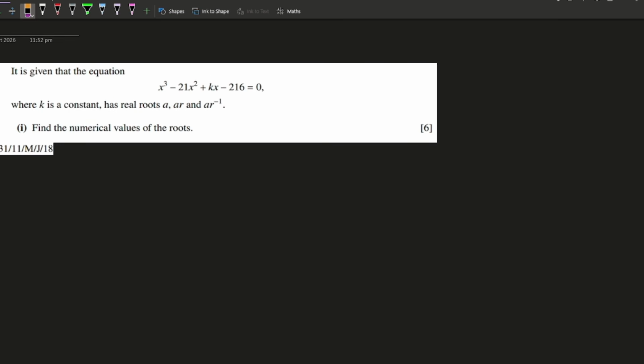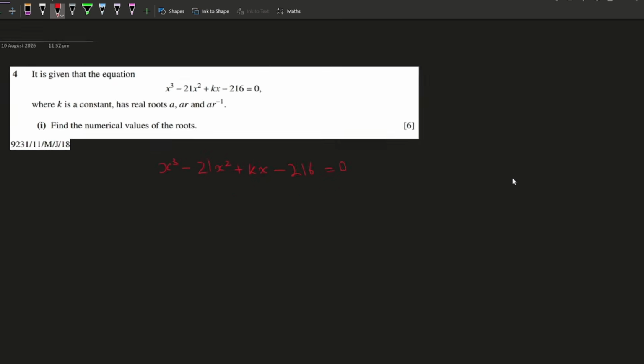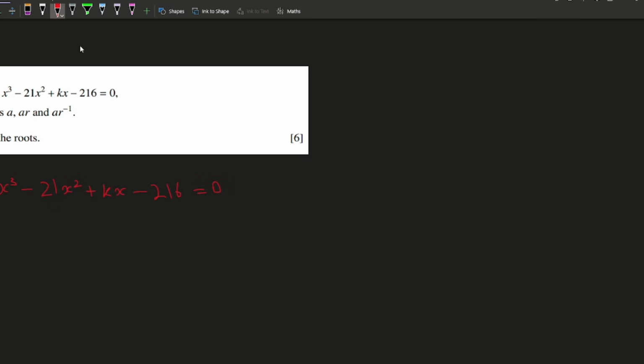This is of 6 marks, so let's read the question. It is given that the equation, which is a cubic equation, x cubed minus 21 x squared plus k x minus 216 is equal to 0. Let's rewrite the equation. x cubed minus 21 x squared plus kx minus 216 equals 0. Okay, now k is a constant and this equation has roots. This is important. This equation has roots.